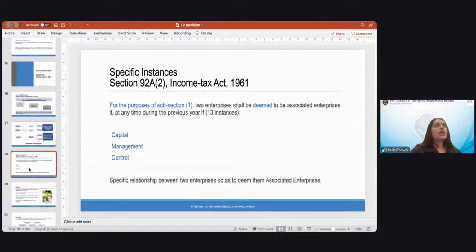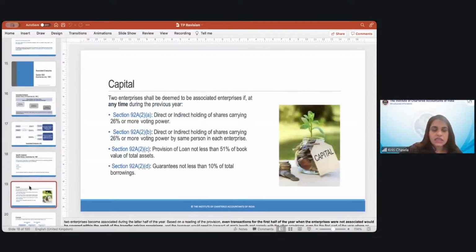Now, in section 92A, subsection 2 is a little bit more technical, and it says when entities are deemed to be associated entities. So what they've done is they've come up with 13 instances out there. And if you satisfy these 13 instances, then two enterprises will be associated to each other. So what are these 13 instances? That is what we will be talking about. So the first instance in section 92A subsection 2 talks about these instances.